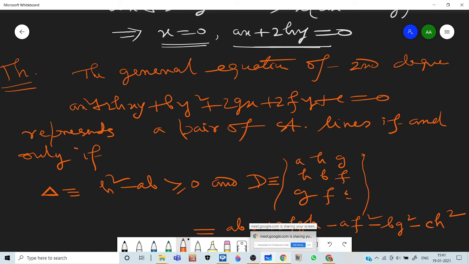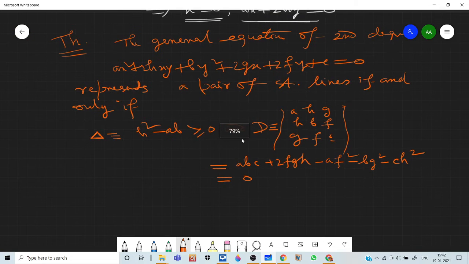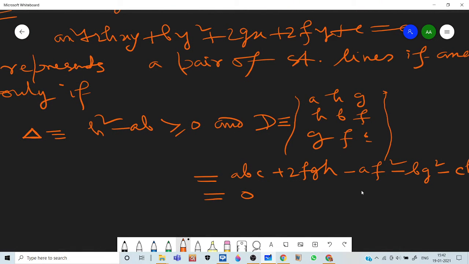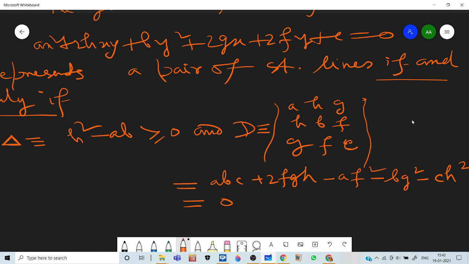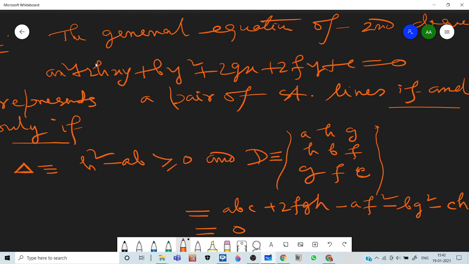By this general equation of second degree, you can get hyperbola, parabola, ellipse, and so many conics. But it represents a pair of straight lines when h square minus ab is greater than or equal to 0 and determinant D equal to 0. If and only if h square minus ab is greater than or equal to 0 and D equal to 0, then from this general equation of second degree, you get the pair of straight lines. Pair of straight lines means two straight lines in combined form.